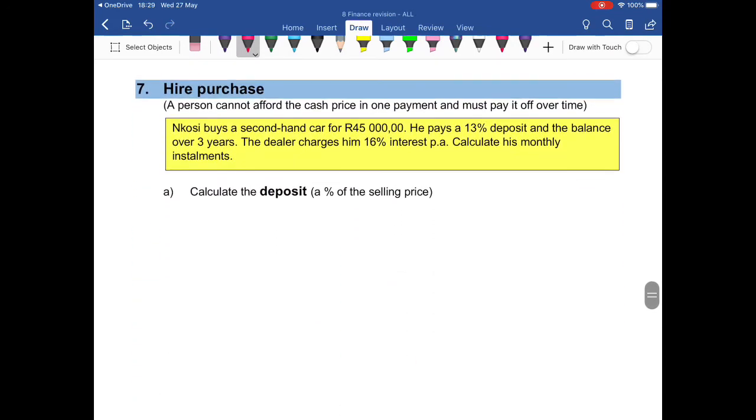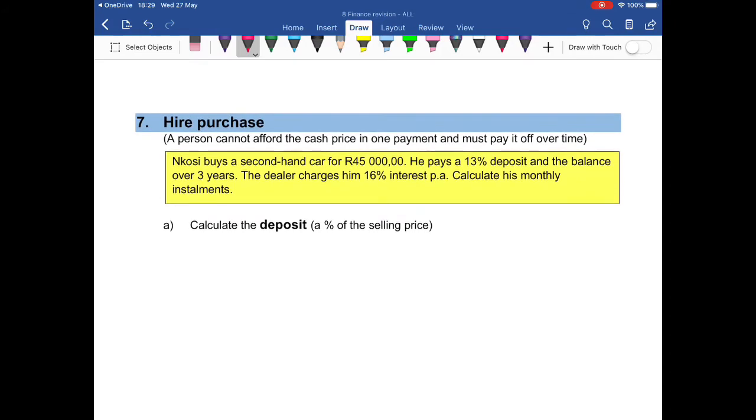Hire purchase, this is when people cannot afford to buy something cash. They take out what we call a hire purchase agreement and they pay it off, so they take it home, but it only becomes theirs once they've paid off the final amount. So the steps in order to calculate a hire purchase agreement, the first thing we calculate is the deposit.